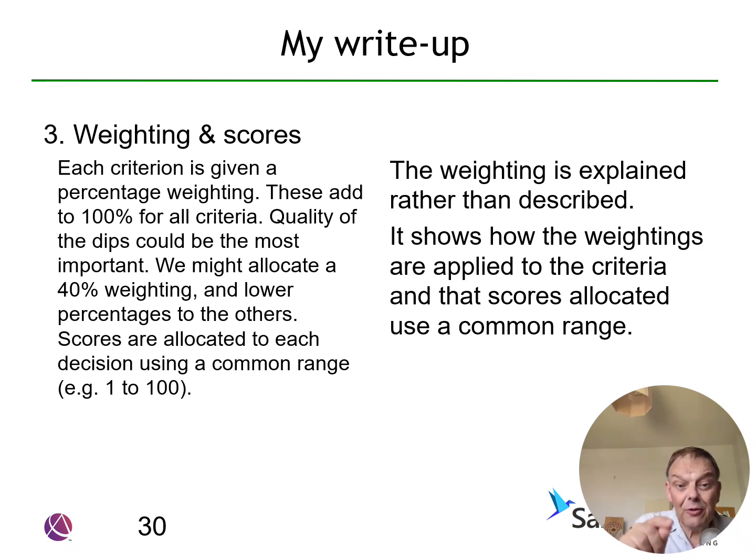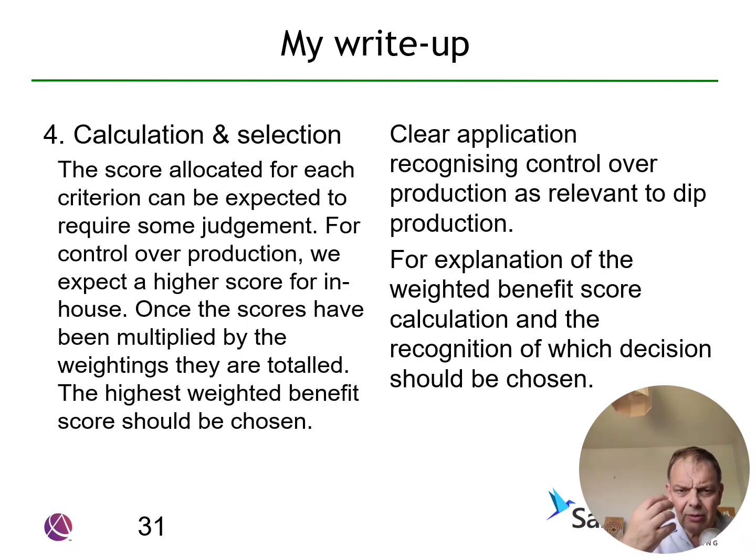We might allocate 40% weighting. It isn't a description, it's an explanation. And the lower percentages going to the other scores. And then we're going to use a common range for the score allocation. Again, when we're doing the calculation, my longest paragraph here, clear application, recognizing control over production as relevant to dip production. And an explanation of the weighted benefit score calculation and the recognition of which decision should be chosen.